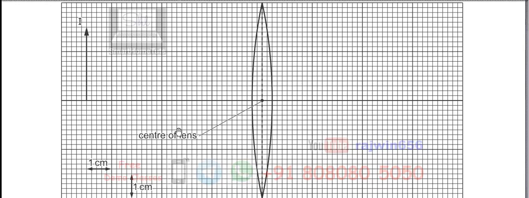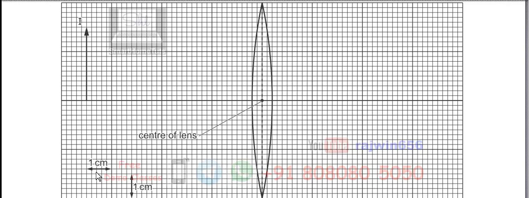Okay, now this is the diagram that is given to us. The first thing that we are supposed to do over here is we have to mark the focus. The scale is given over here. X-axis and Y-axis, it is 1 centimeter each. The focal length, the distance that is given from the center of the lens, that is 5 centimeters.